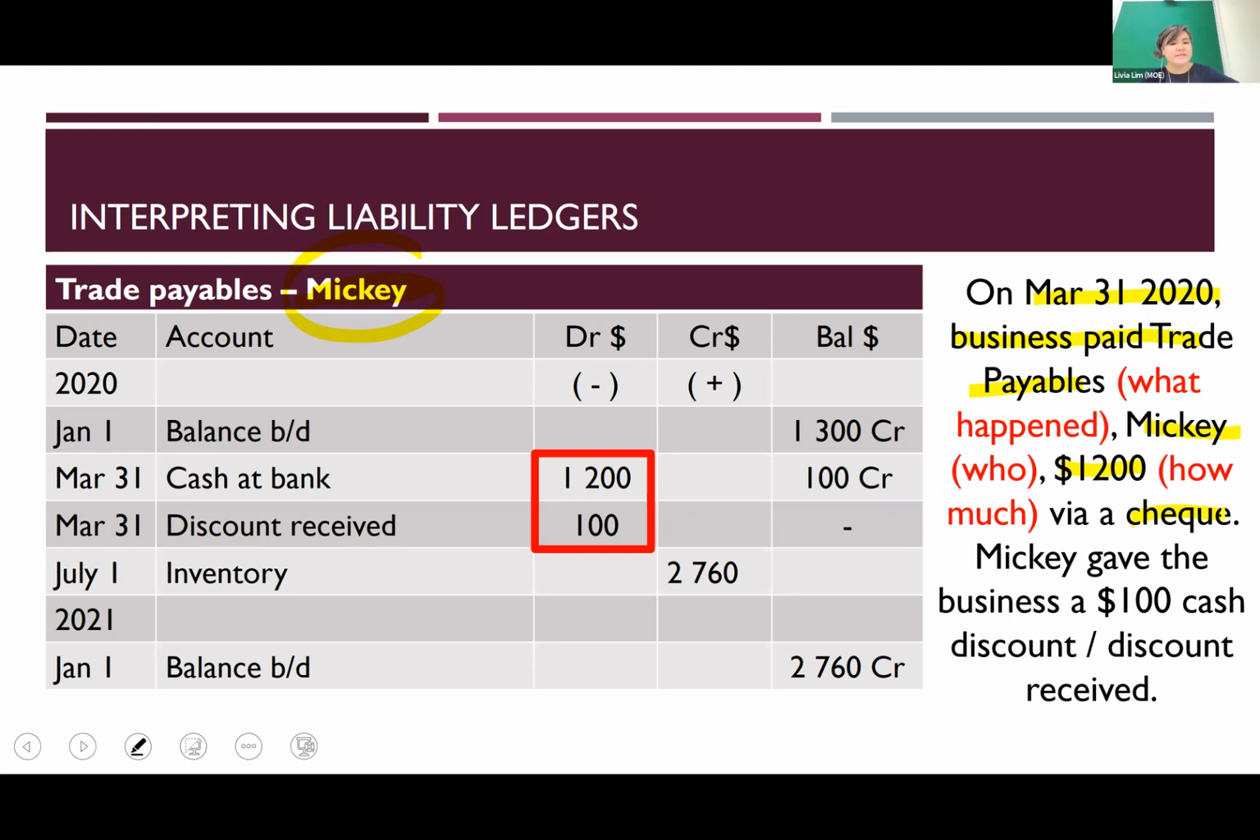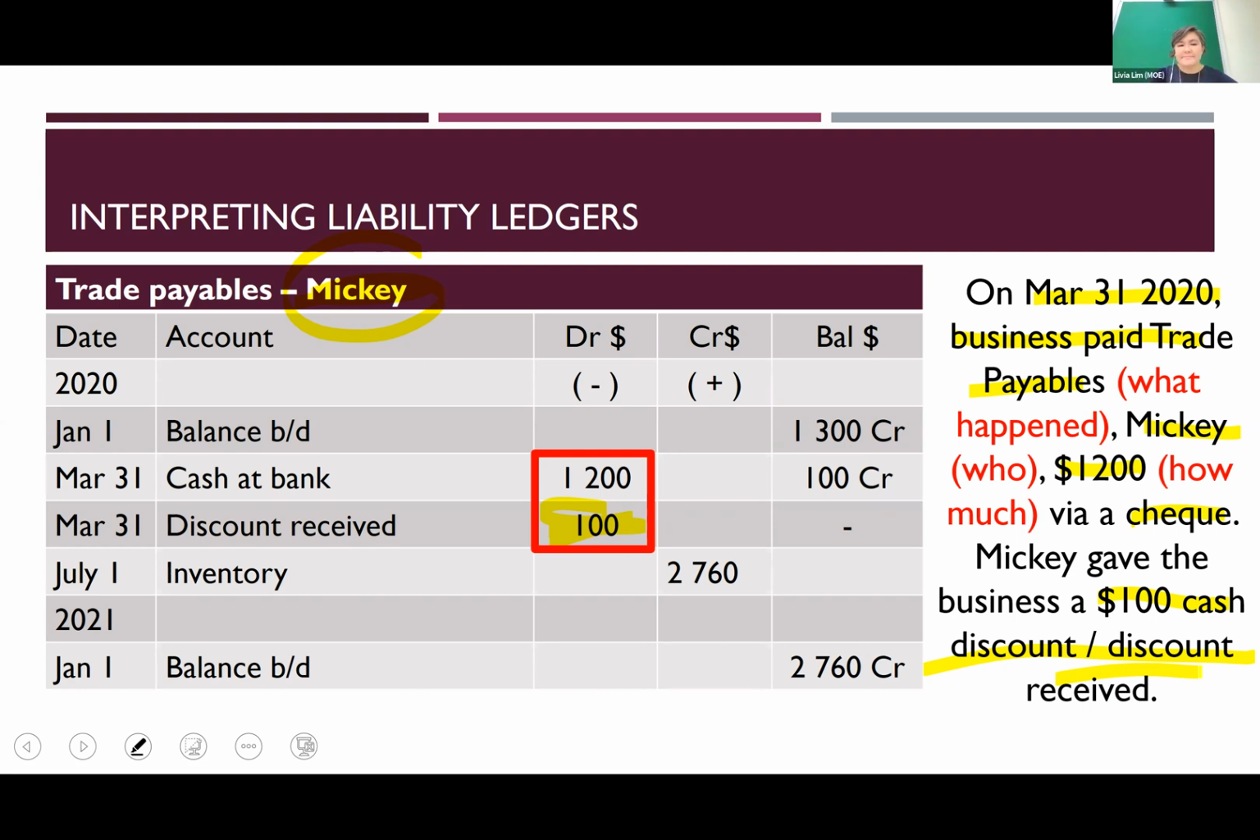All right. Now, in addition to that, the story doesn't just end there. You see this $100 here. So Mickey gave the business a $100 cash discount, or you can say discount received. It is part of the story. Okay. Now, is it important? Do I need to convert this $100 into percentage? No, you can just directly say it's $100. It's fine. You do not need to calculate the discount percentage. Okay.